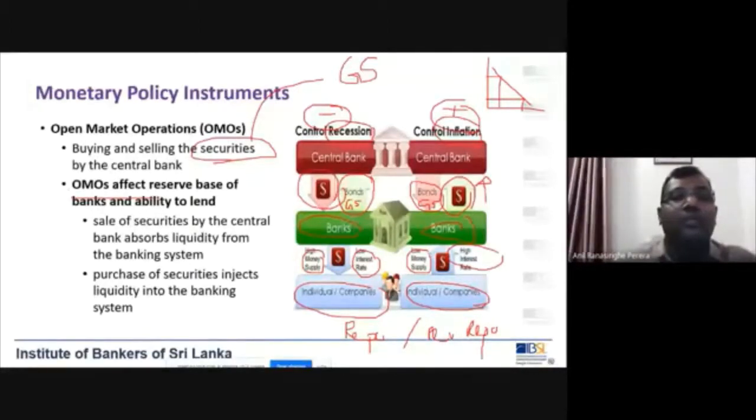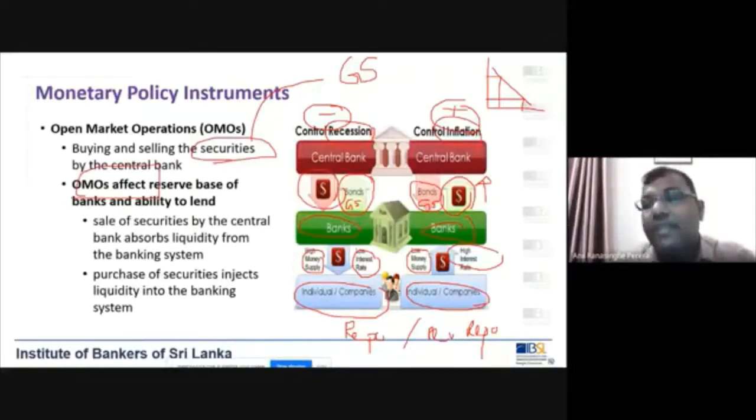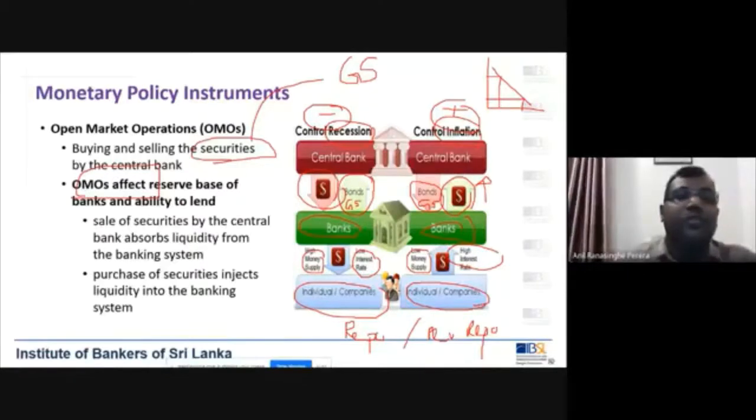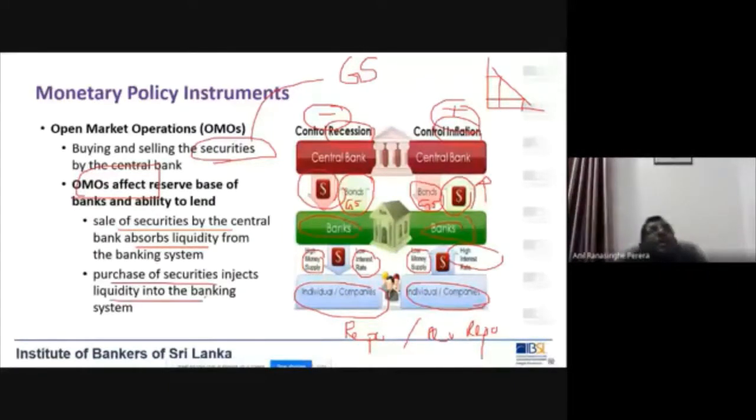Open market operations affect the reserve base of the bank. Reserve base means their ability to lend and borrow. That is their basic amount of money available in the balance sheet. So when the central bank is selling securities, liquidity will be absorbed. When the central bank is purchasing securities, liquidity will be injected into the economy.